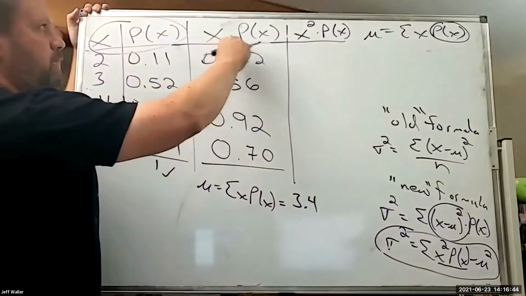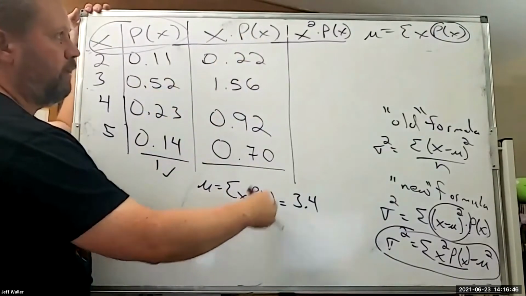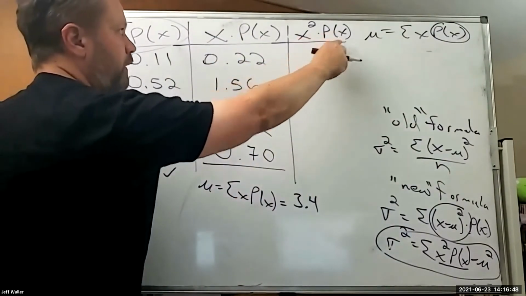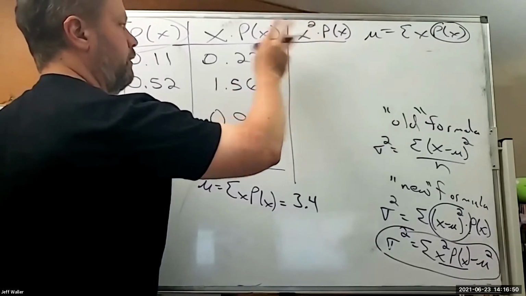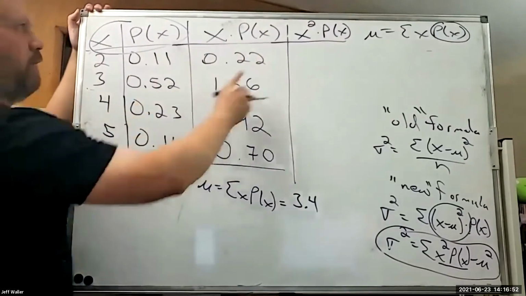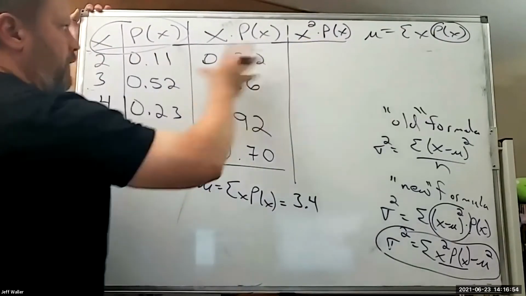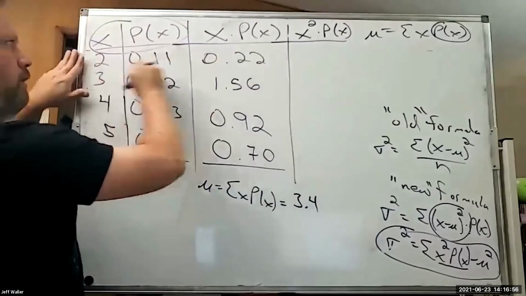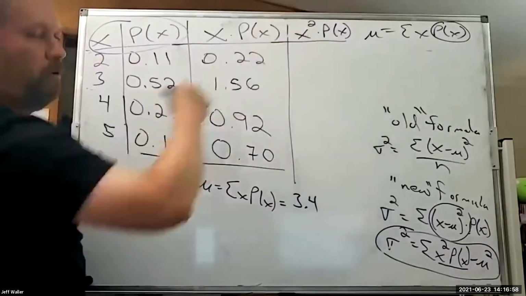Because I got to make x p of x to get the mean. And now I just got to have x squared p of x. Now, does somebody have a suggestion on how to make x squared p of x? What would I do in this row, for example, to make x squared p of x? What could I do?